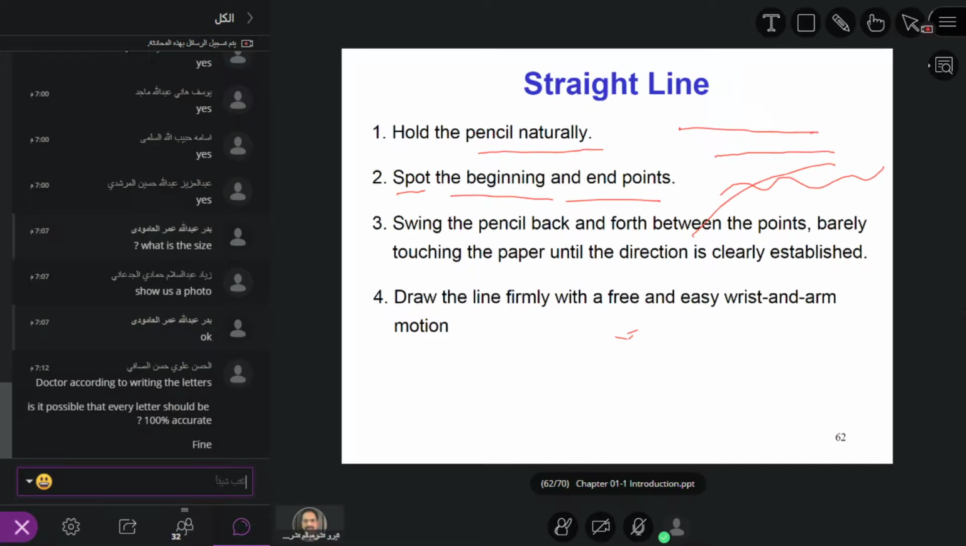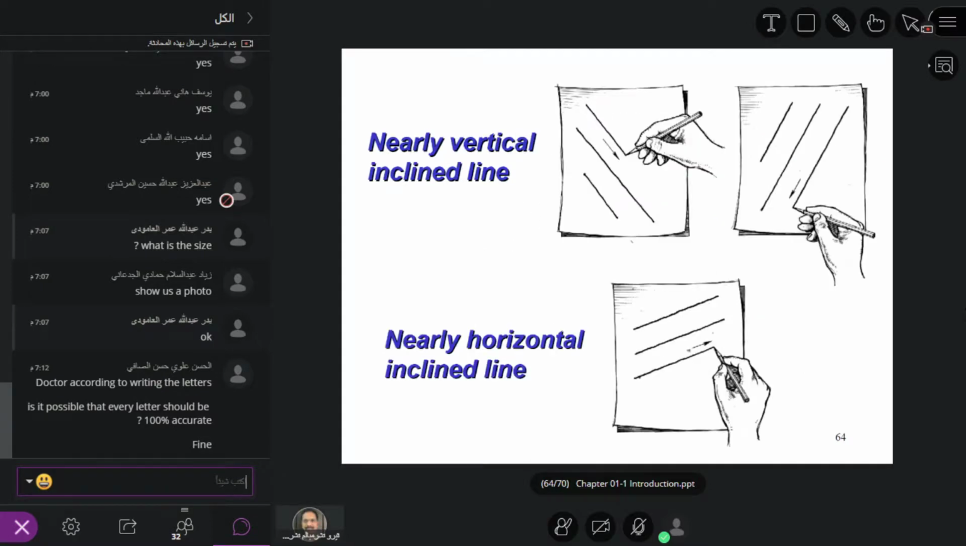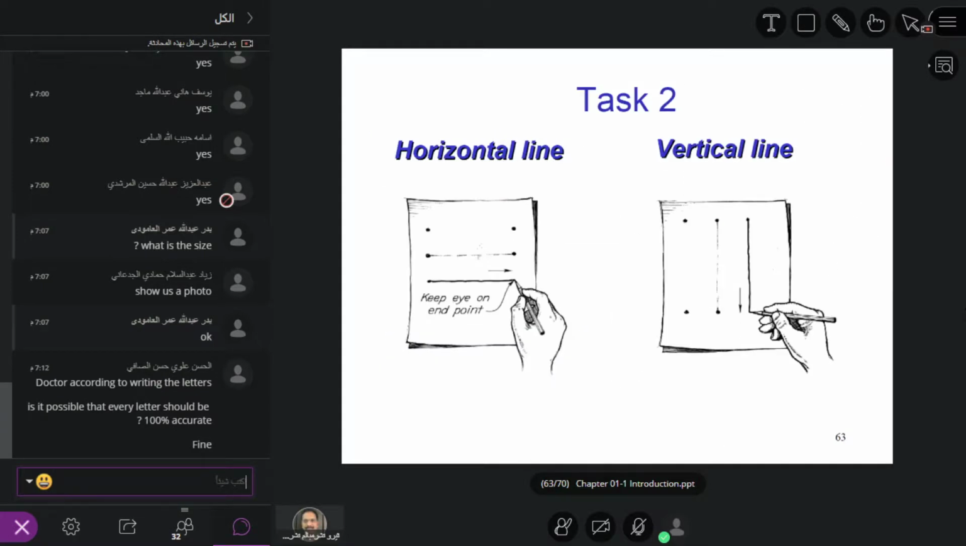Swing the pencil back and forth between the points. That is what he was trying to say. He is trying to say these are the freehand strokes. So this is a freehand sketch. Some people are very good at it, some people are not. The wrist movement should be free and easy. Let's see how he has given it. Yeah, see that this will help you anyway.